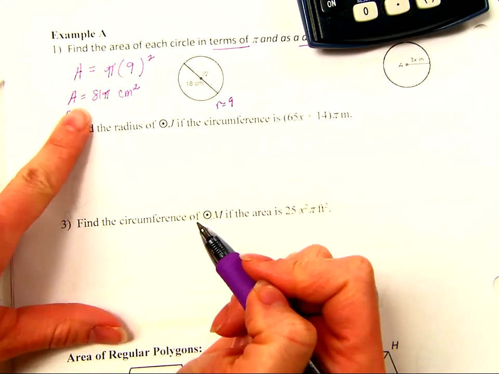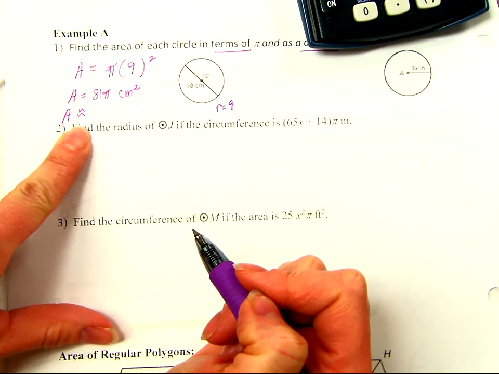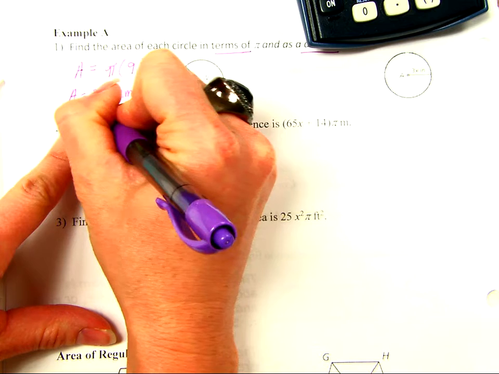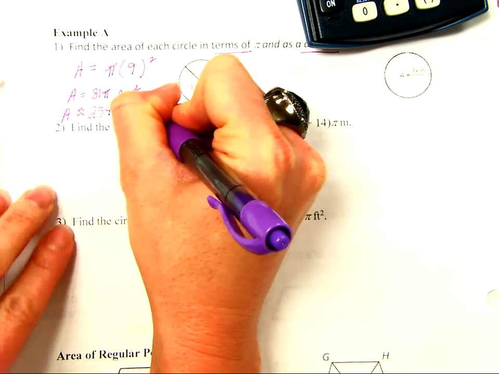Now you'll notice here, the top one was an exact answer, so I said area equals. The second one is an estimate. My area is approximately 254.5 square centimeters.